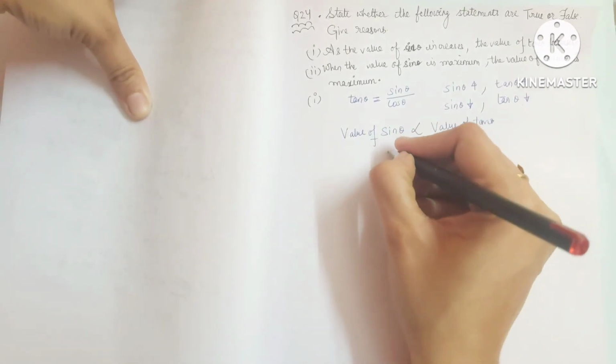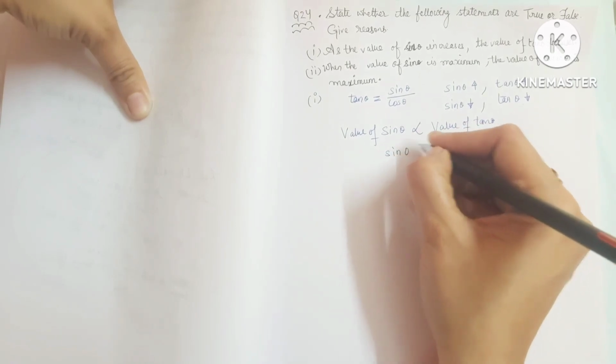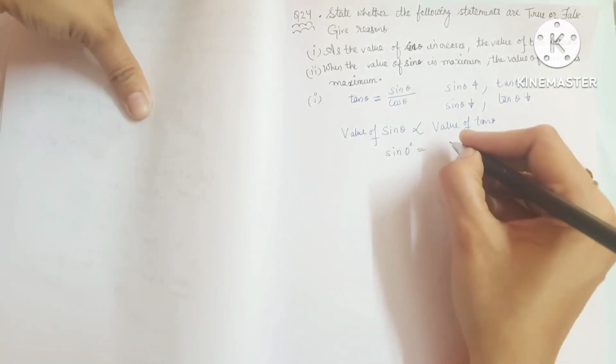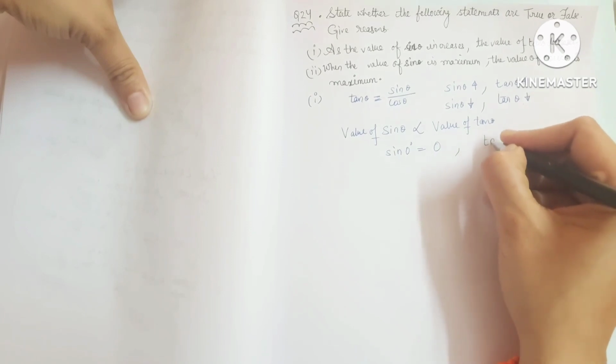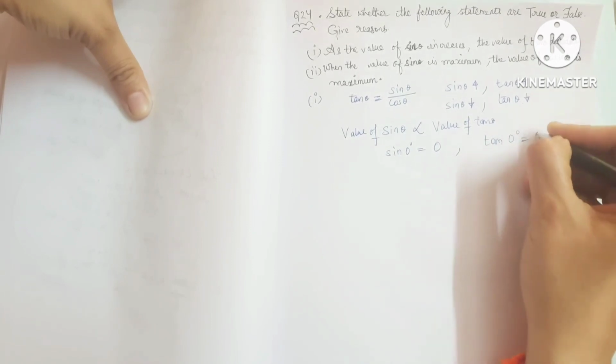Let's see how. Let's take sine 0. Sine 0 degrees, what is the value? 0. That time, what is the value of tan 0? Tan 0 is also 0.